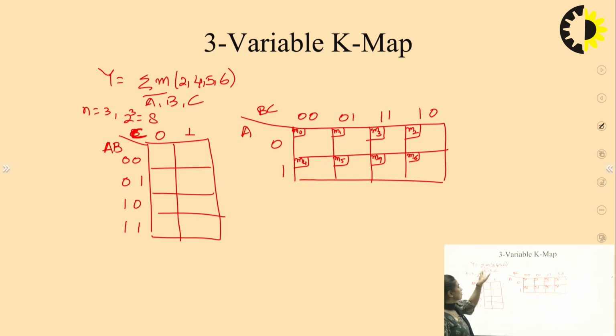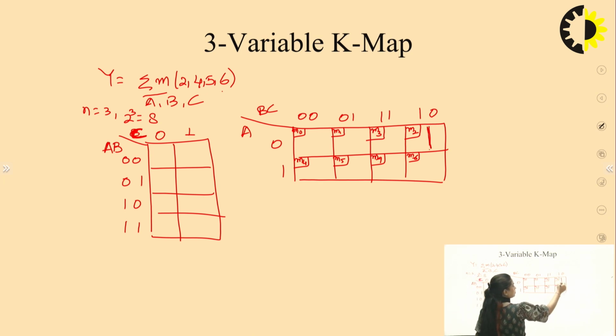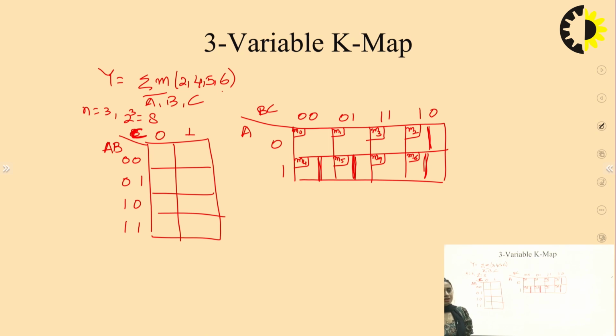First step, look for it: SOP or POS question. SOP question. Second step, how many variables the question has. It's a 3 variable question. Third step, make squares. For 3 variables we make 8 squares. Fourth step, fill in ones in these designations, 2, 4, 5, 6. This is 2, this is 4, this is 5, and this is 6. So I have filled ones here. Now the next step is to make pairs, to make groups. I see these ones are adjacent, so this will make one group.